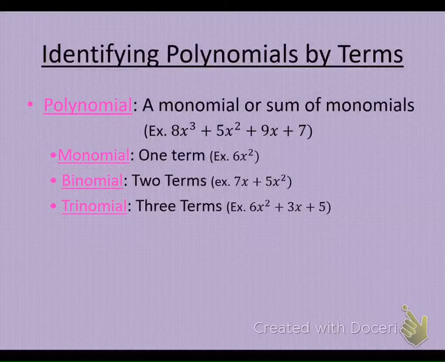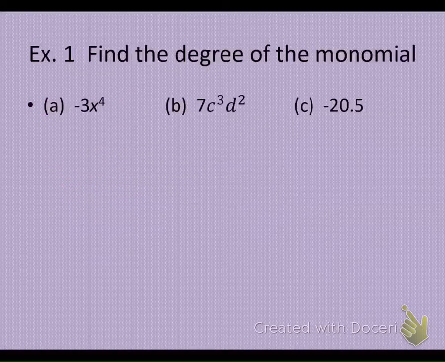Any questions so far? Awesome. Now let's look at example 1. Find the degree of the monomial. If I look at each of these problems, A, B, and C, why are they monomials? There's one term. None of them are being added or subtracted to anything else. So these are monomials. So looking at letter A, what is the degree of this monomial?